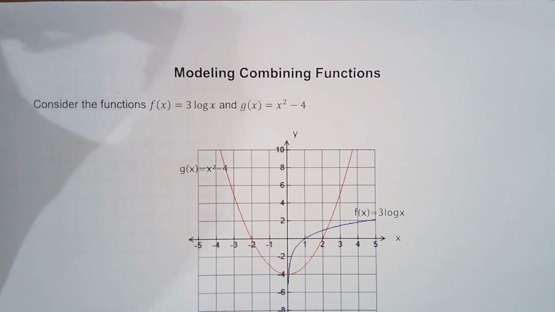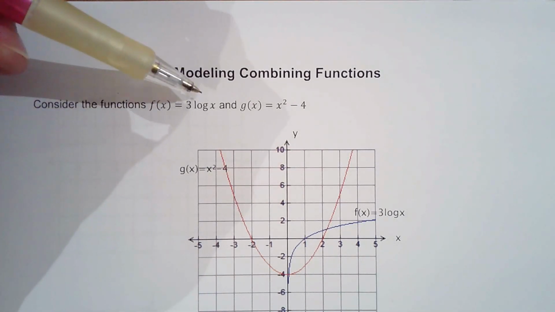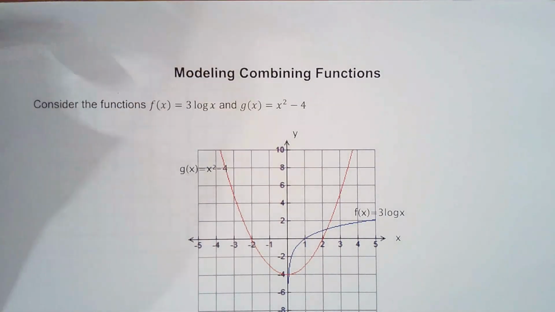I will say it does take a little bit of practice, so try to take your time and look at the graphs yourself in this handout and try to do the questions yourself, and hopefully your answers and your explanation match with mine. Okay, so in this case, f of x is equal to 3 log x, and g of x is equal to x squared minus 4.